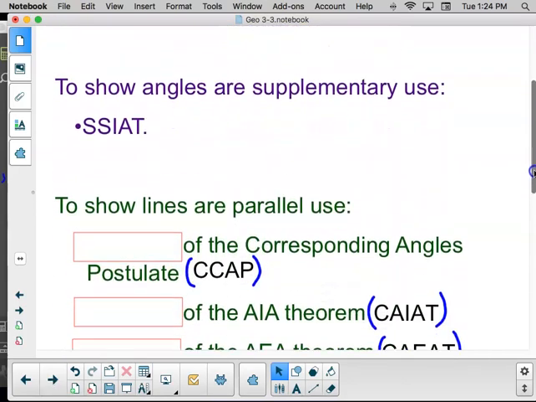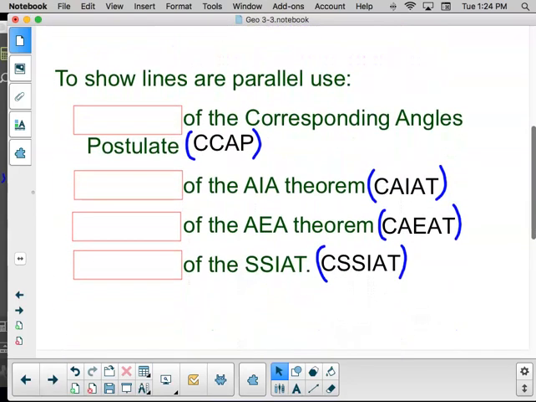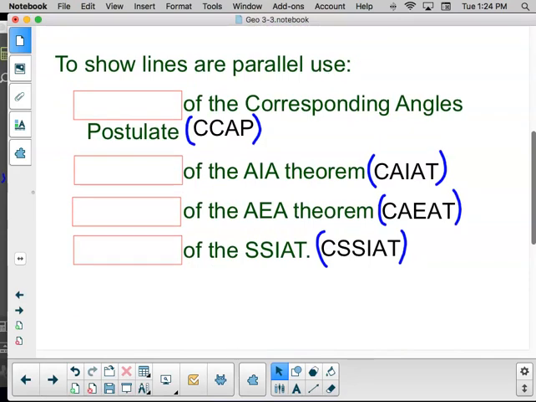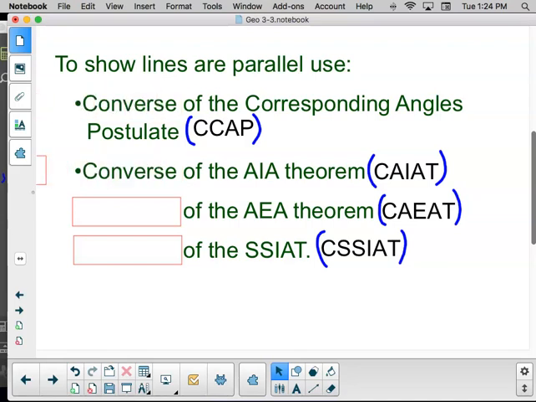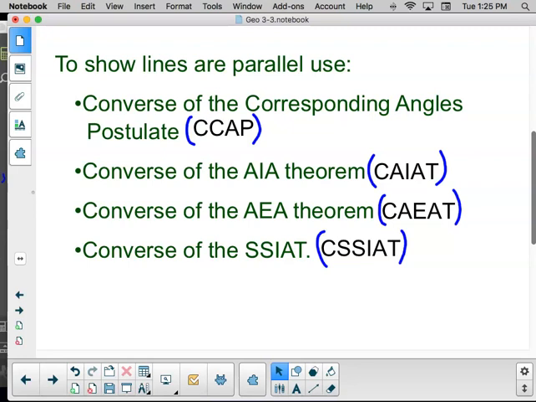Today, the difference, and make sure that you're clear about writing things down, because these are your notes. Today, the difference, to show that lines are parallel, because you can guess, well, how do you know the lines are parallel? How do you prove the lines are parallel? For what value will make the lines parallel? To do this, we're going to use the converse of those very same theorems.